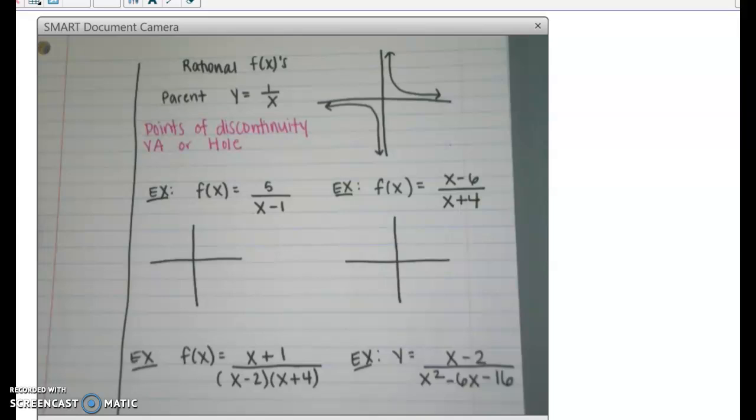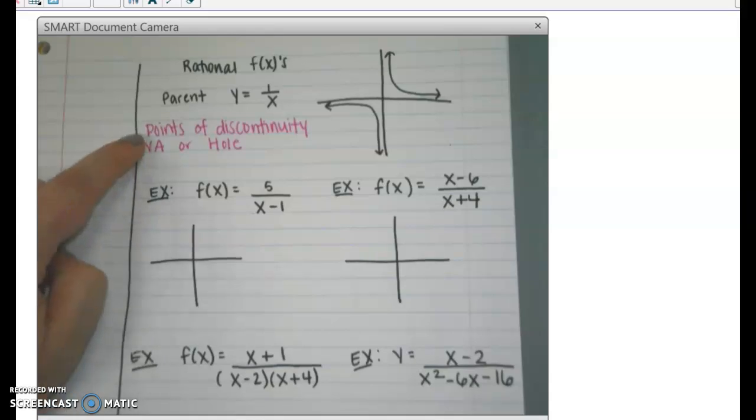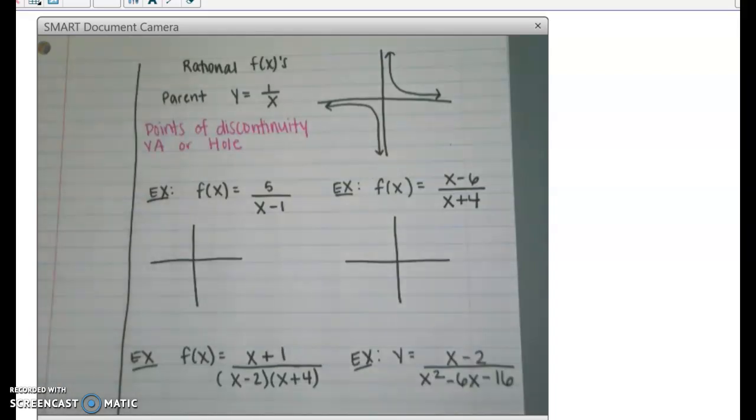Hi guys, in this video we're going to talk about key features of rational functions, specifically what are called points of discontinuity, which can be vertical asymptotes or holes in the graph. So the parent function of a rational equation is just y equals 1 over x. Rational functions are a ratio, which means they should look like a fraction, and there can be any type of polynomial in the numerator or denominator.